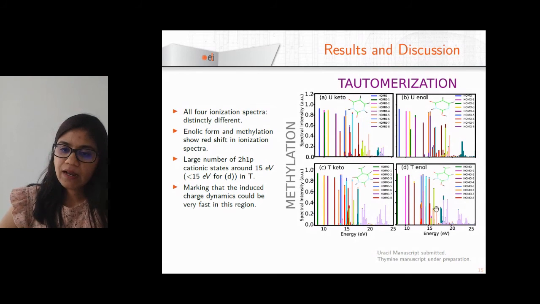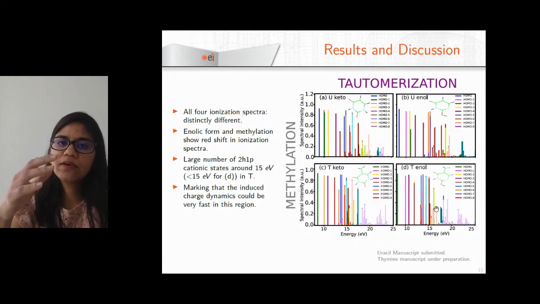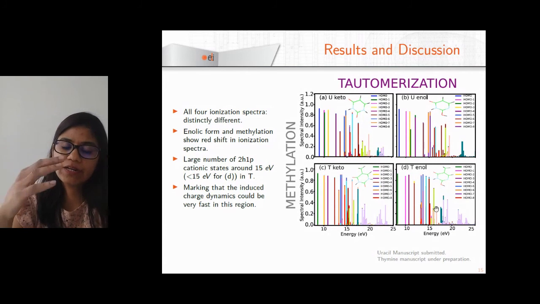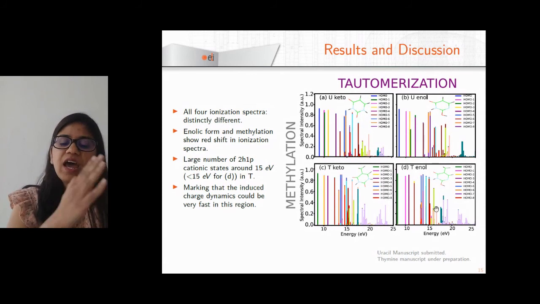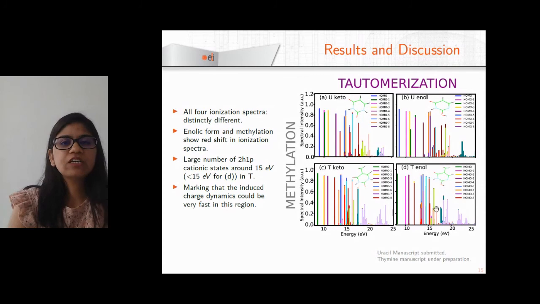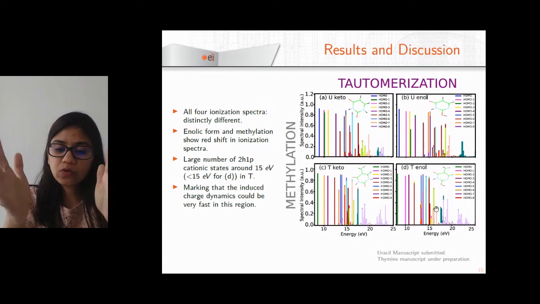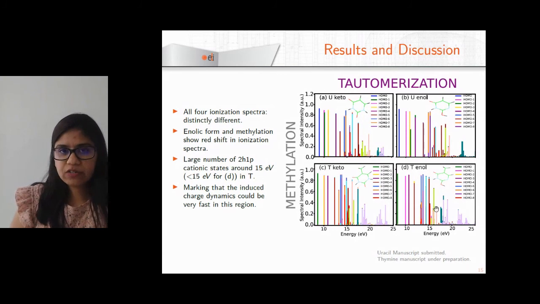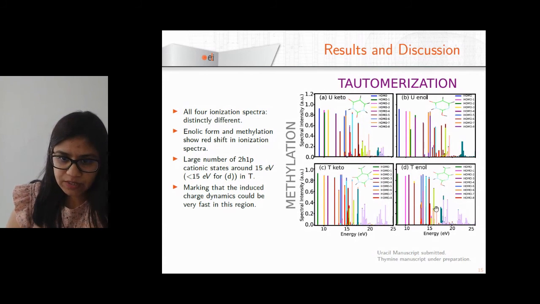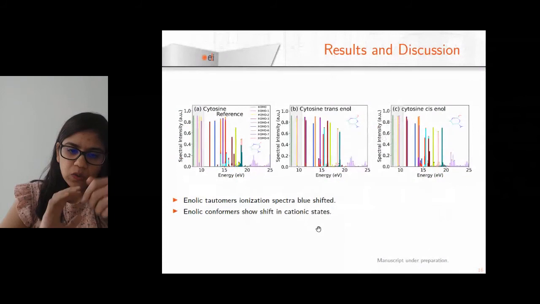Okay, so briefly, what happens if I have a methylated uracil and thymine, uracil, then the ionization spectra is redshifted, and after tautomerization, it is also redshifted. Let's check if it is true for cytosine, because we have tautomers there too. So the answer is no.